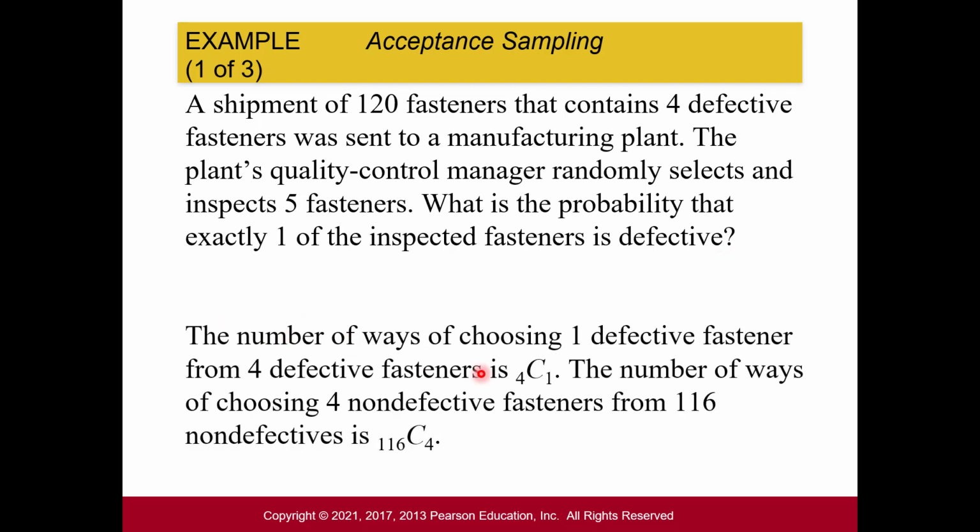Okay, so the number of ways of choosing 1 defective from the 4 that we're told were defective is just 4 choose 1. And then the number of ways of choosing 4 non-defective fasteners from the remaining 116, because if you subtract out of the 120, 4 were defective. That means 116 were not defective. So the number of ways of choosing 4 non-defective out of the 116 is just 116 choose 4.